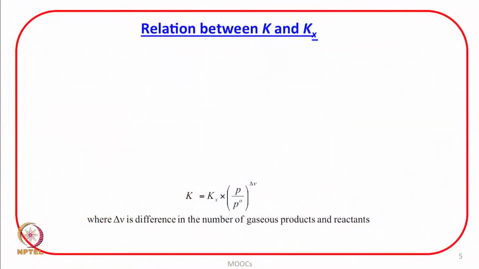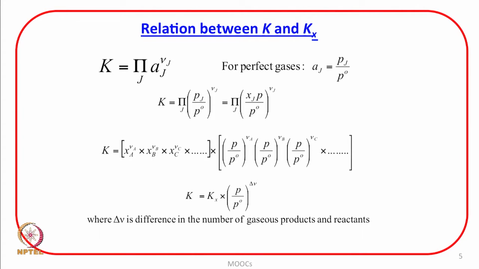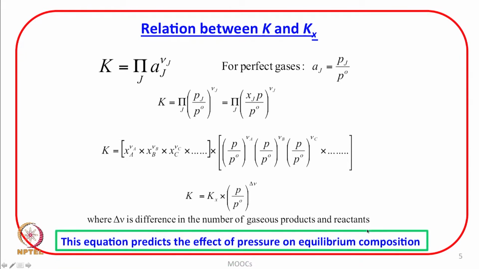So, let us now go back to the slide. We want to talk about the relation between K and Kx, and I have just discussed this entire derivation and we came up with this expression: K is equal to Kx into P by P naught raised to delta nu, where delta nu is the difference in number of gaseous products and reactants, and this equation predicts the effect of pressure on equilibrium composition.